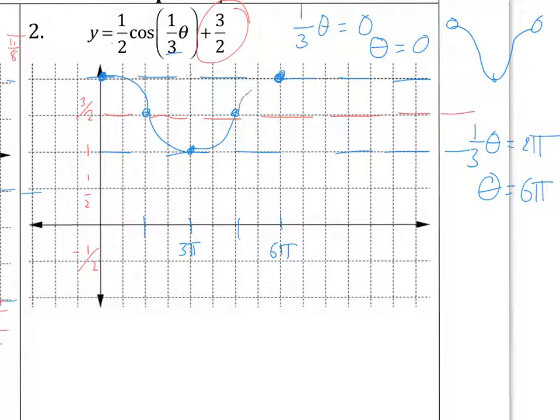So it's going to look something like this. And again, if you put your points closer together, it's going to be squishier, but that's okay.